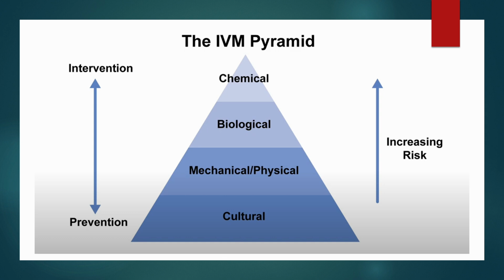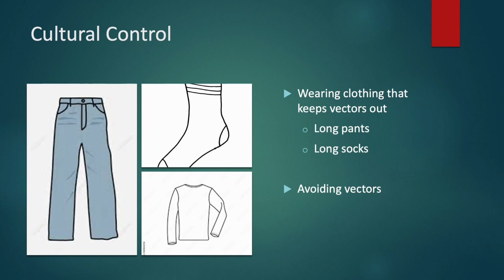Just to break it down, at the bottom we have cultural. This cultural control is at the base of the pyramid, and these are behavioral changes that we can make to reduce the likelihood of coming into contact with, as we named, for instance, common ticks or mosquitoes. For instance, wearing long clothing to keep vectors out, or avoiding them by staying away from environments where you're likely to encounter them. This involves traveling as well.